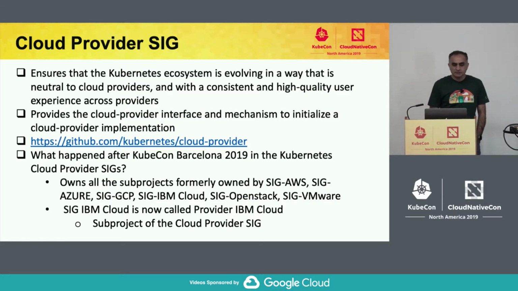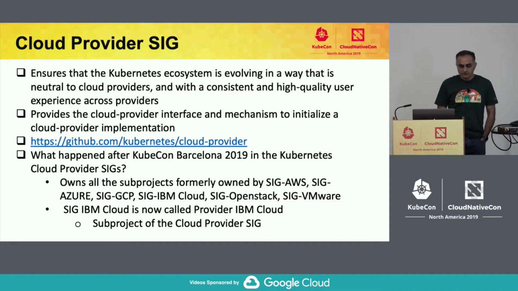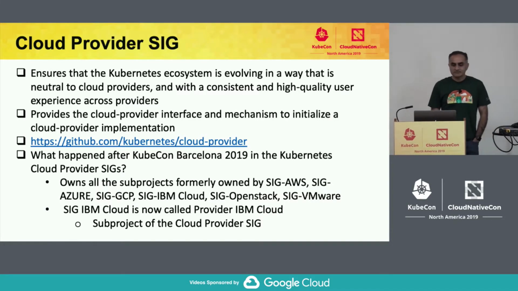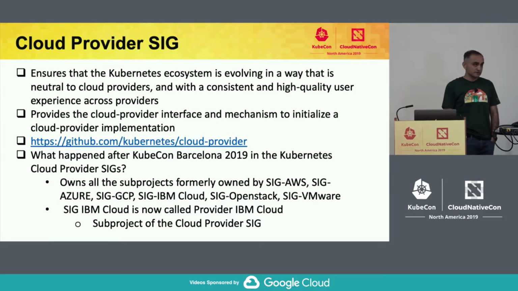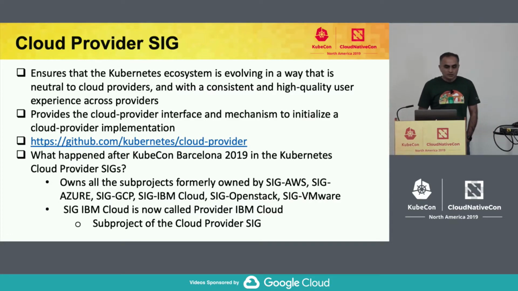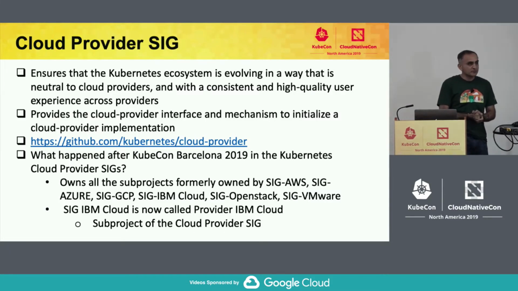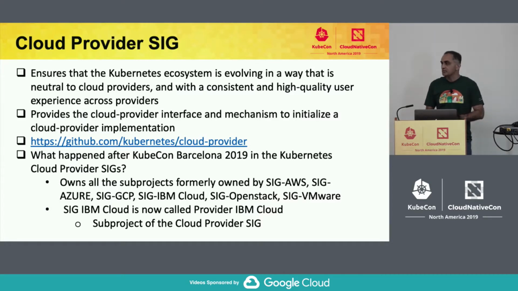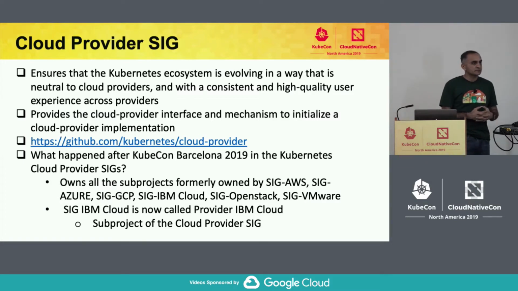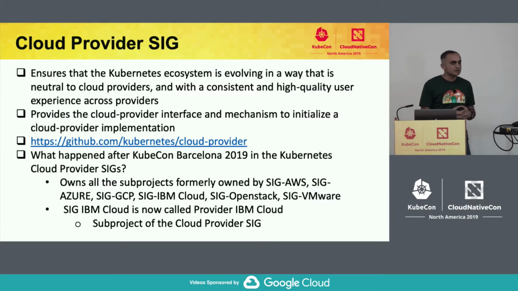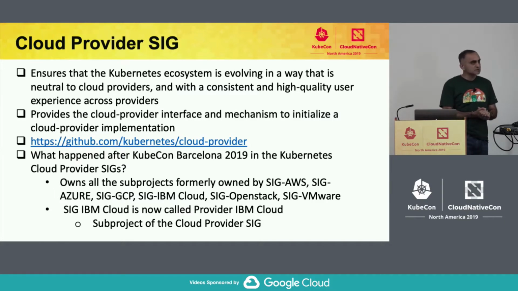The SIG is also making sure that the Kubernetes ecosystem evolves in a way that provides a consistent, high-quality user experience across the providers. To achieve this, the Cloud Provider SIG defines the cloud provider interface and provides a mechanism to initialize a cloud provider implementation. There is a controller for routes, node, and services. We're going to deep dive on that. Richard will cover something called CCM, the architecture for this interface. If you're interested, there's a link on github.com, Kubernetes Cloud Provider. You can find tons of information there.